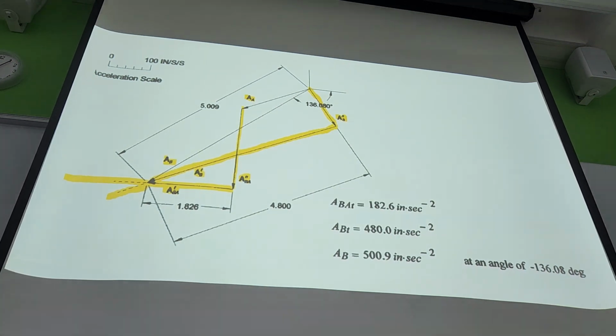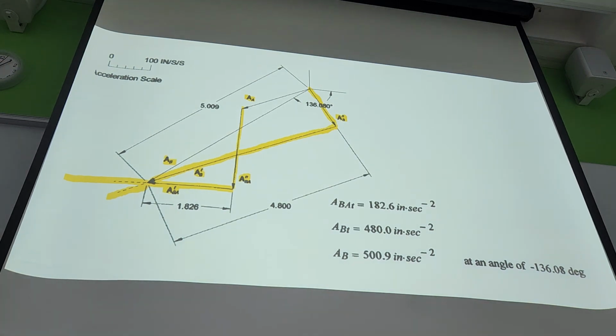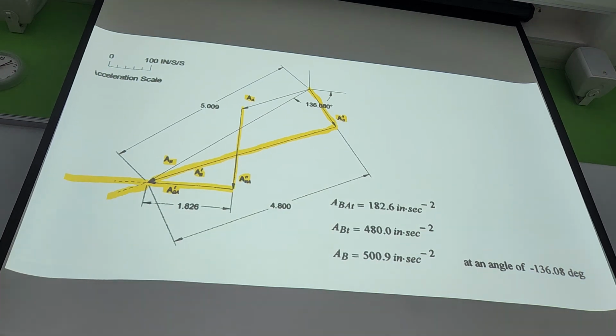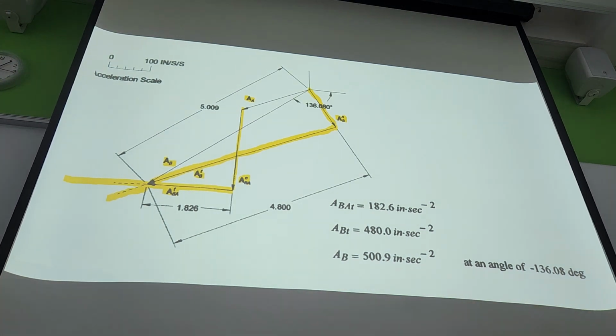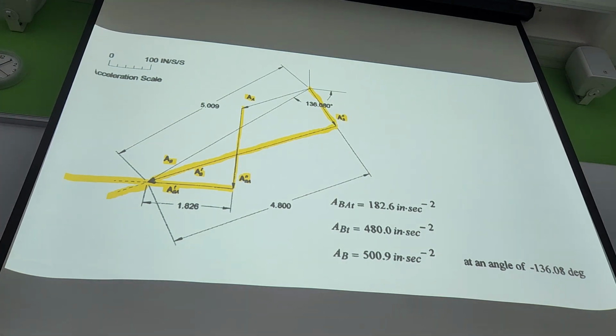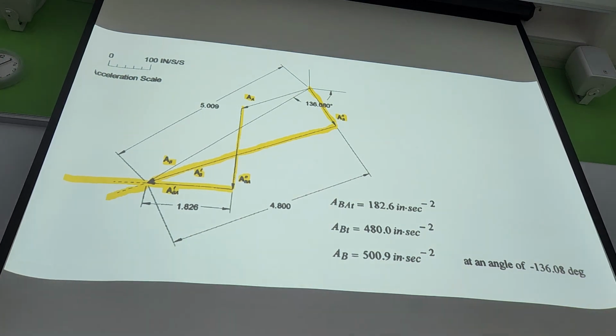Any doubt or anything which is not clear? When you do acceleration analysis, you need to calculate the normal component magnitudes. All the normal component magnitudes you can calculate, and you know the directions of the normal components. So the only two missing components would be the B tangent and BA tangent.